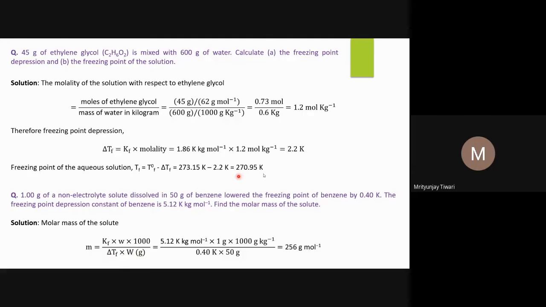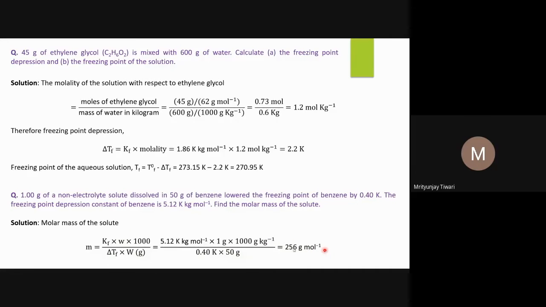Delta Tf is what? Delta Tf is this value. The freezing point has been lowered by this amount, which is the difference that is given. So this is 0.4 Kelvin. This is the lowering in the freezing point, and into the mass of the solvent in gram, 50 grams. So what we get after solving is 256 gram per mole.